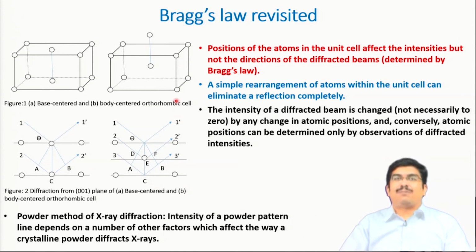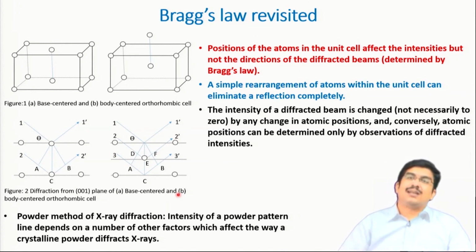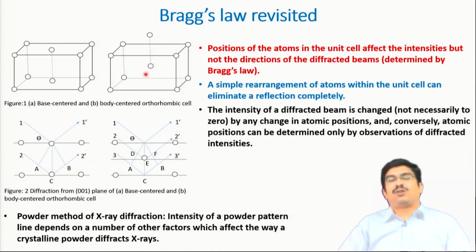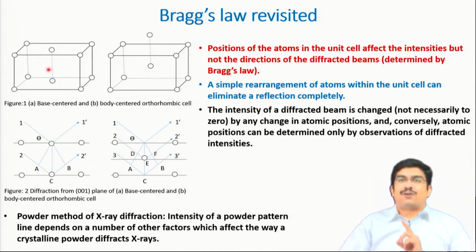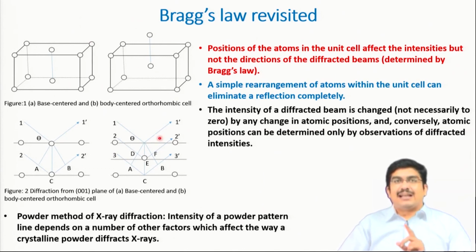So, ultimately all of these beams coming out of the 0, 0, 1 planes will nullify each other, will undergo destructive interference, and finally I will not be getting any intensity out of the 0, 0, 1 planes for body centered orthorhombic, but I will be getting it for base centered orthorhombic. Even if Bragg's law is satisfied for both of them, just because of the atomic arrangements, I will not get any diffracted beam from a particular plane for this one, and I will get a diffracted intensity for that plane for the other one.